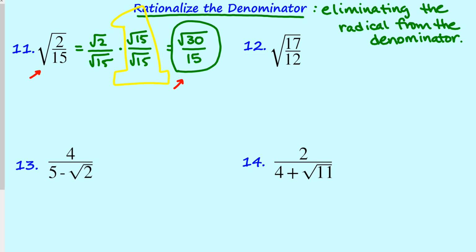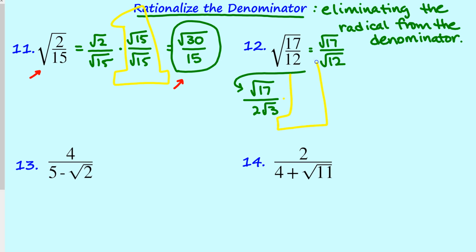Okay, let's do number 12, but we can actually make it a little bit simpler before we go through the rationalizing process. Because what we can do is we can first just think of this as square root 17 over square root 12, but then let's change the square root 12. Let's make it 2 square root 3. Okay, so we're just simplifying square root 12 to start with. Now for our special form of 1 that we're going to multiply by, it doesn't need to be square root 12. All it needs to be is square root 3. Square root 3 over square root 3.